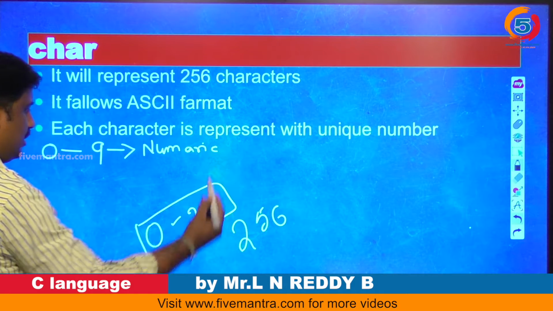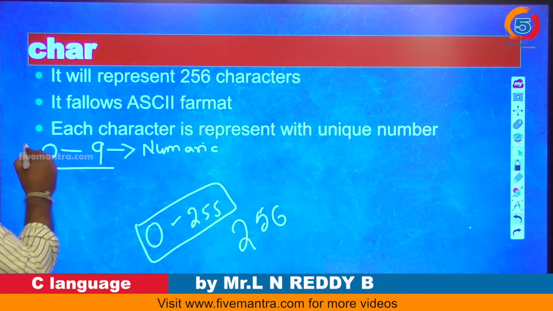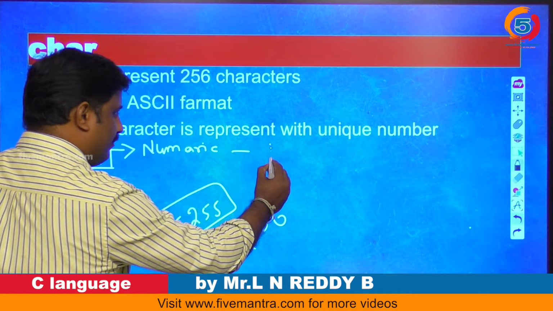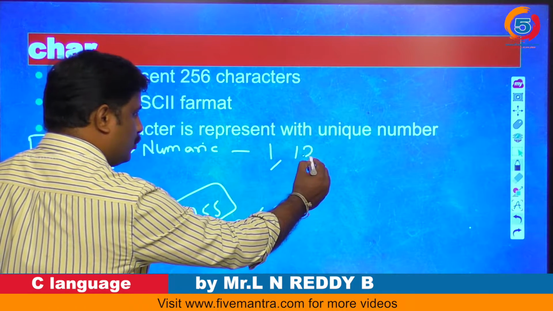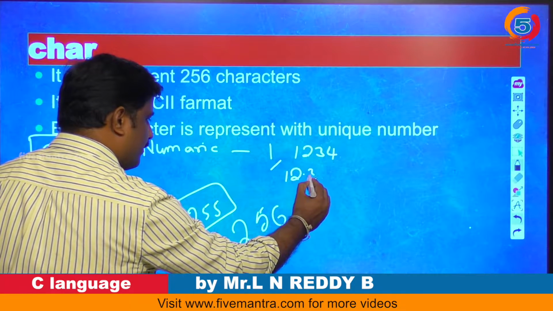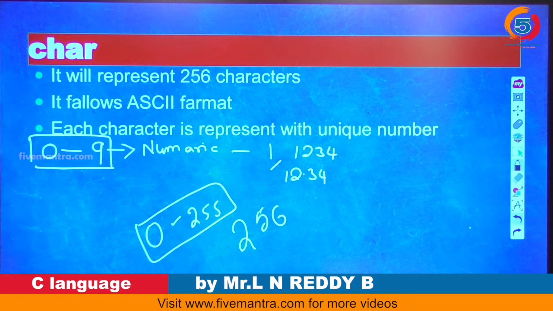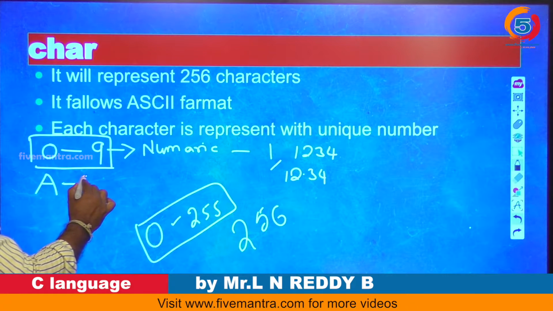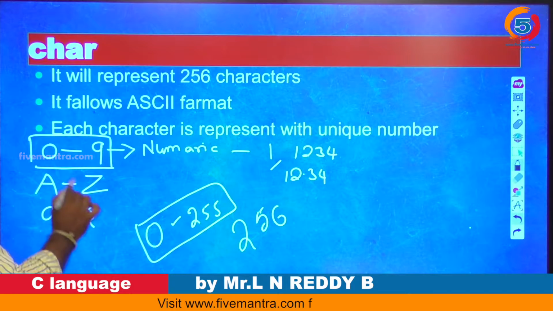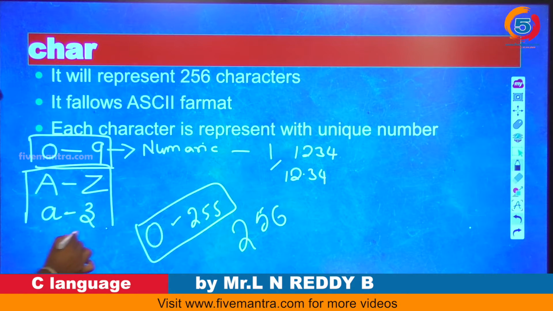Okay, now this numeric type you will use to represent numbers. Maybe you will give a single digit like 1, or maybe 1 2 3 4, or maybe 12.34, or anything. These are the numbers you will represent. Now if you go with characters, maybe you will go with the alphabets A to Z, and in small case also A to Z. This is one representation we have.